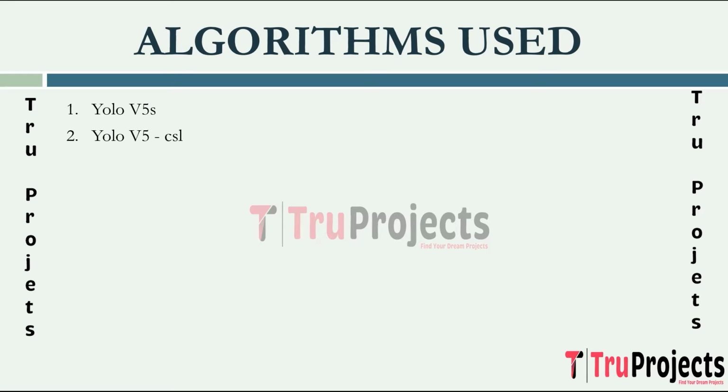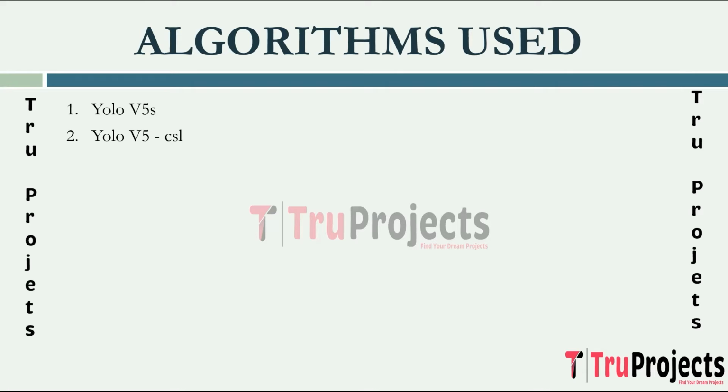Coming to YOLOv5 CSL, CSL refers to Circular Smooth Label. It is specifically designed to address challenges associated with angle regression in object detection. The circular smooth label method is incorporated to transform the regression of angles into classification form. This helps overcome periodicity challenges in angle regression, leading to more stable and accurate orientation predictions.